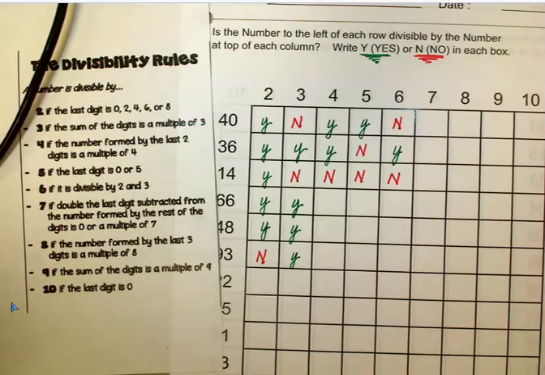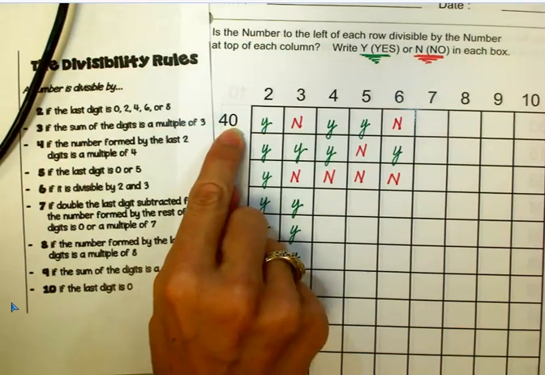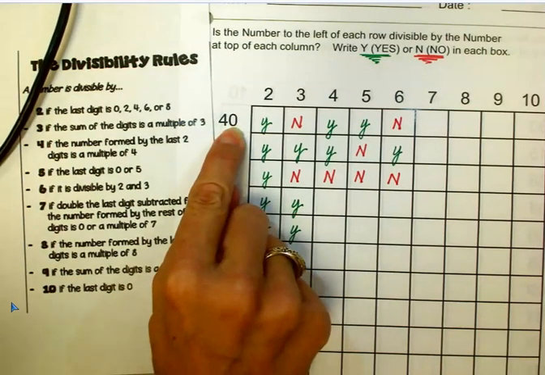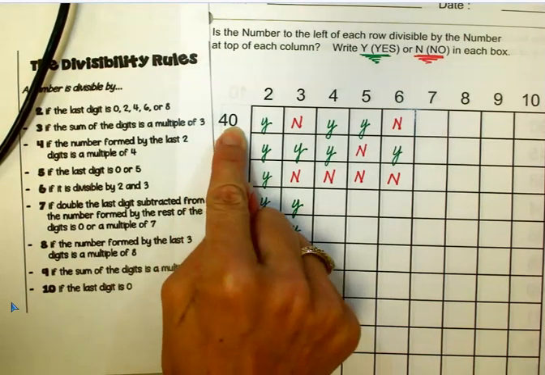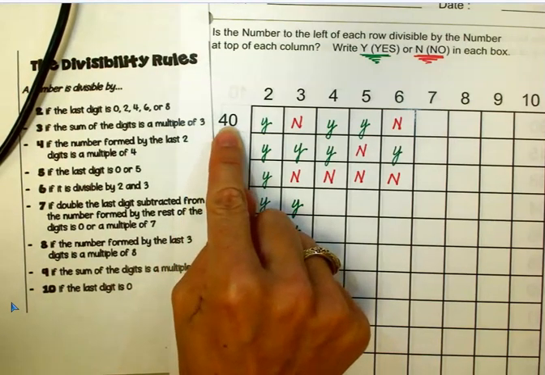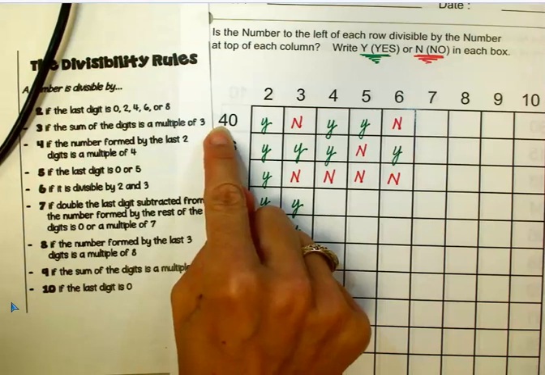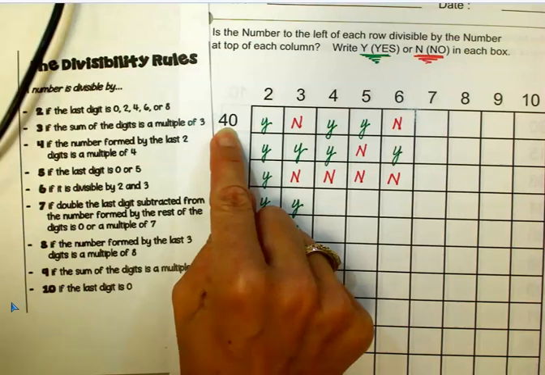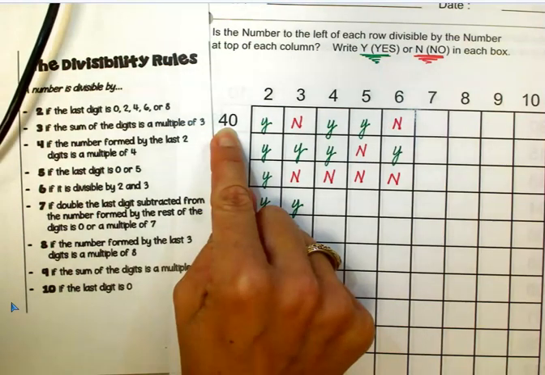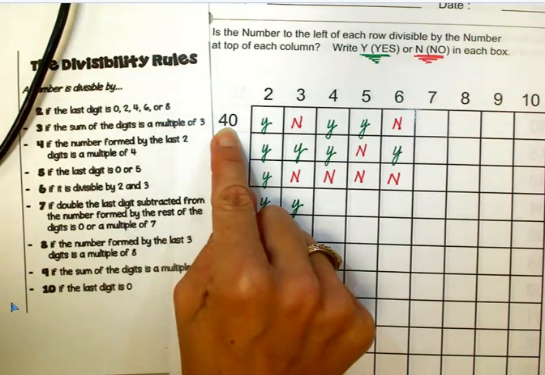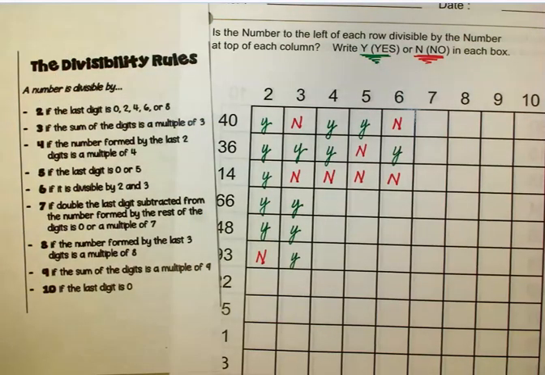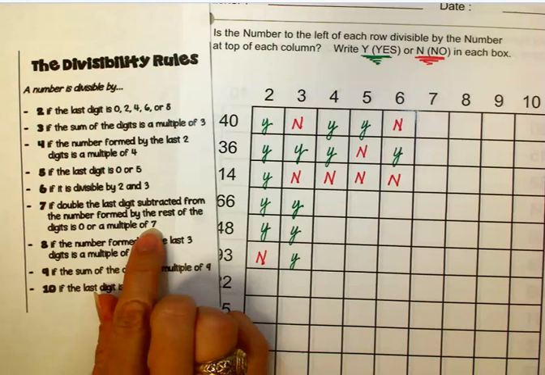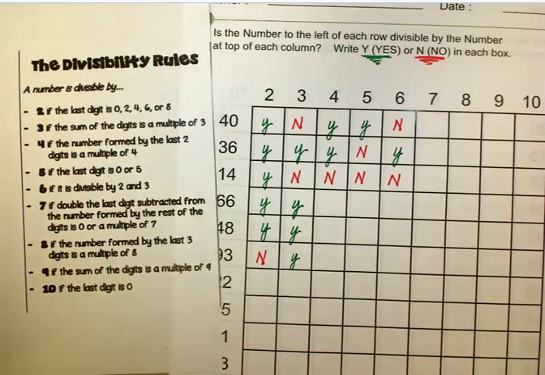All right. Double the last digit, okay, double 0 is still 0, and you subtract that from the number formed by the rest of the digits. Well, the only other digit is 4, so 4 minus 0 is 4. Is that, it says formed by the rest of the digits, is 0 or a multiple of 7? Double the last digit with just 0, and 4 minus 0 is 4, so you didn't get 0, and you didn't get 7, so it is not divisible by 7.